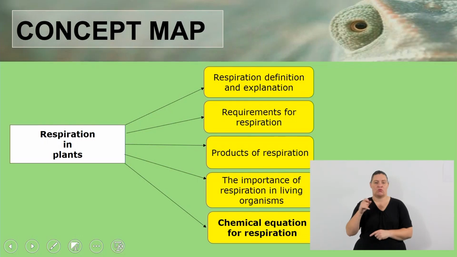Now, this is our last segment for this lesson, and we are going to look at the summary of what our concept map had. So the first thing that we tackled for this lesson was respiration definition and explanation. We then looked at the requirements for respiration. We then moved on to the products of respiration, and then we spoke about the importance of respiration in all living organisms. And the last thing that we looked at was the chemical equation for respiration.